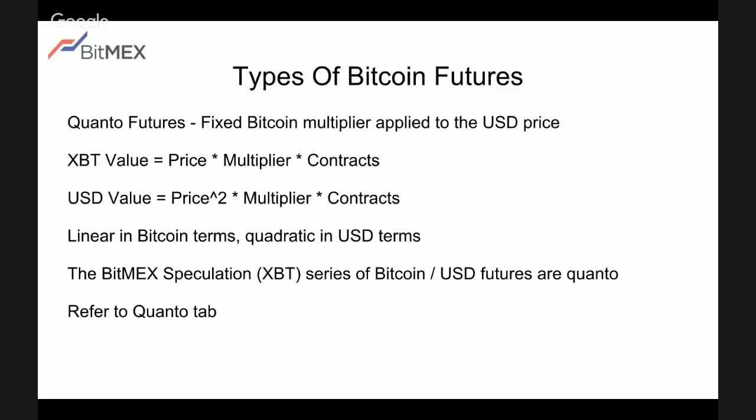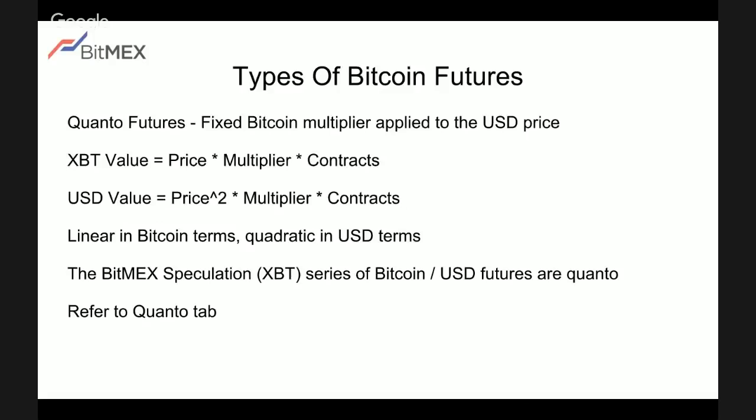So if we look on a general basis, the value of a Quanto Bitcoin futures contract in Bitcoin terms is linear. A 1% move up equals a 1% move in the value of the futures contract, and is quadratic, i.e. squared, in US dollar terms. So a 10% move up in the Bitcoin price equals an 11% return in US dollars. Now on BitMEX, our highly leveraged contracts expiring daily, weekly, and quarterly are Quanto contracts.